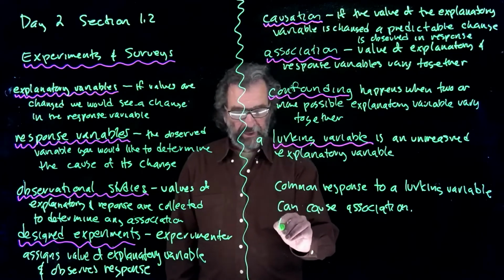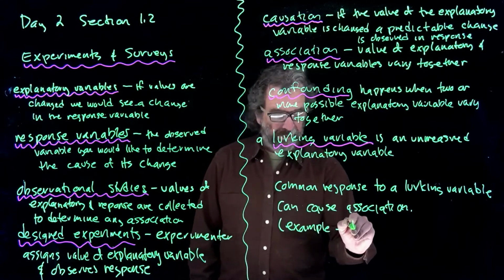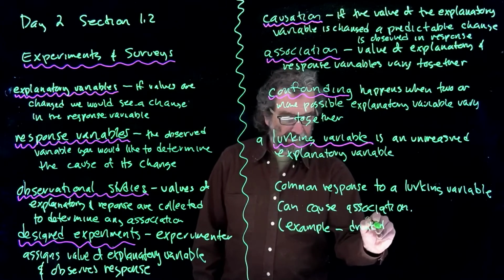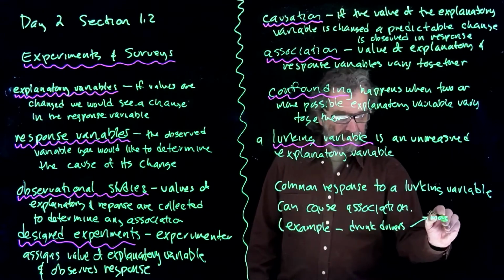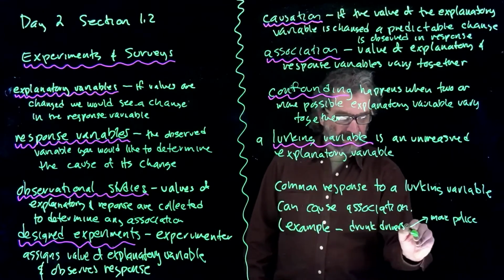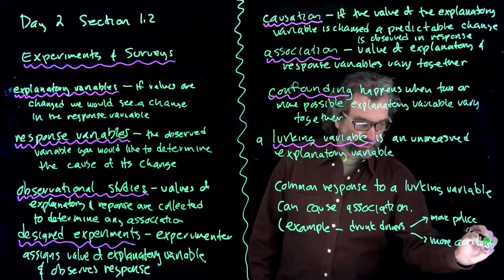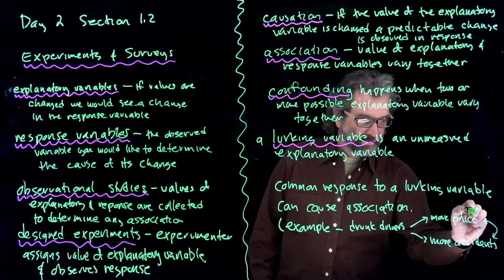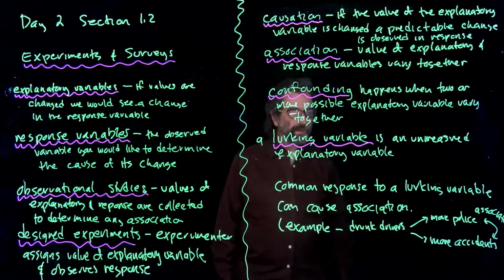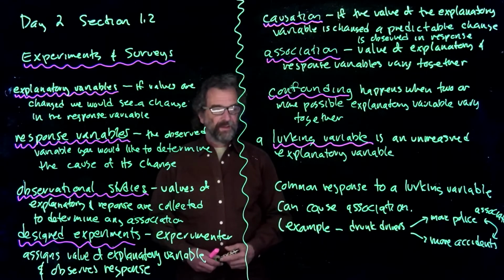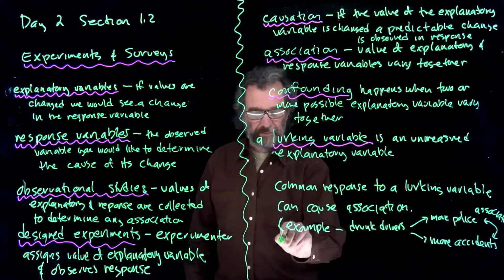I'll put it here. Example. Drunk drivers, they cause more police and they cause more accidents. So that means you'll get an association between police and accidents because of drunk drivers, or drinking and driving, whatever you want to call it.